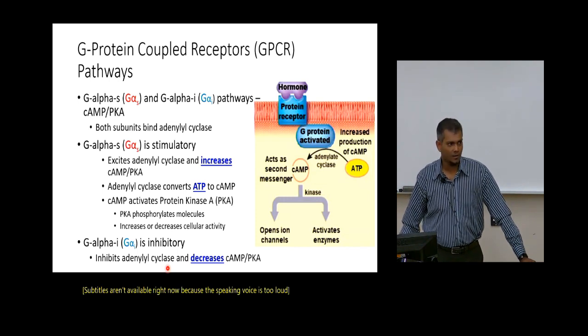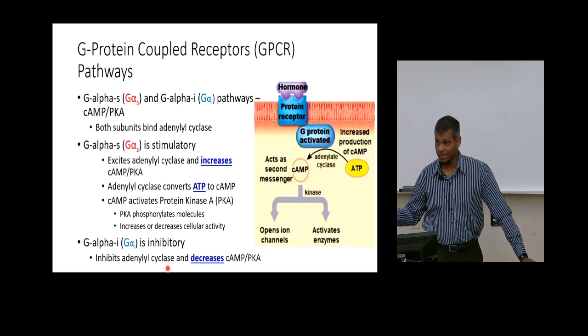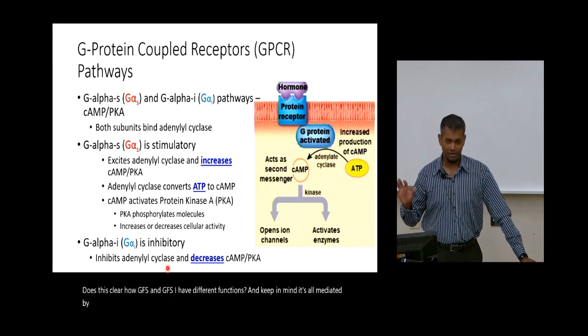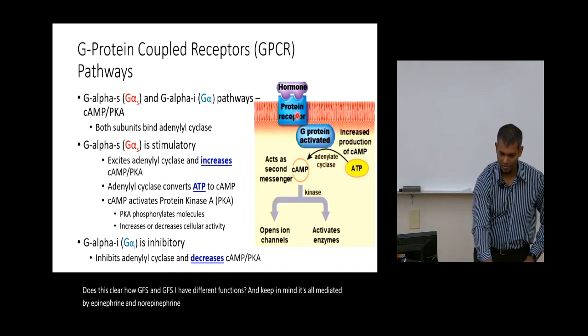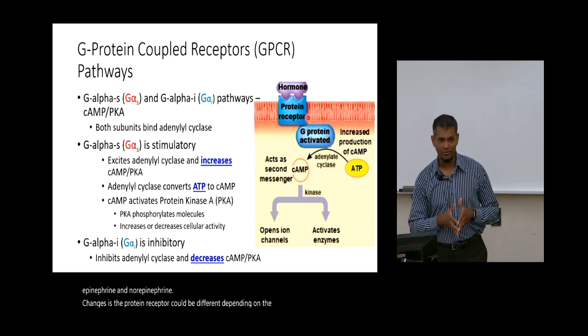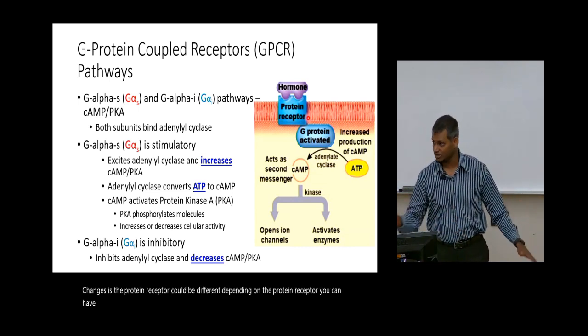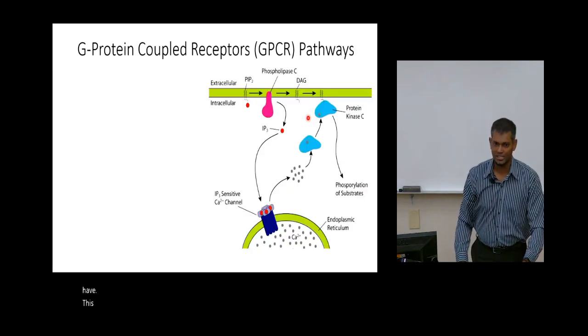So is this clear how G-alpha S and G-alpha I have different functions? And keep in mind it's all mediated by epinephrine and norepinephrine. Where it changes is the protein receptor could be different, and depending on the protein receptor, you could have either G-alpha S or G-alpha I. Now let's move on to what G-alpha Q does.